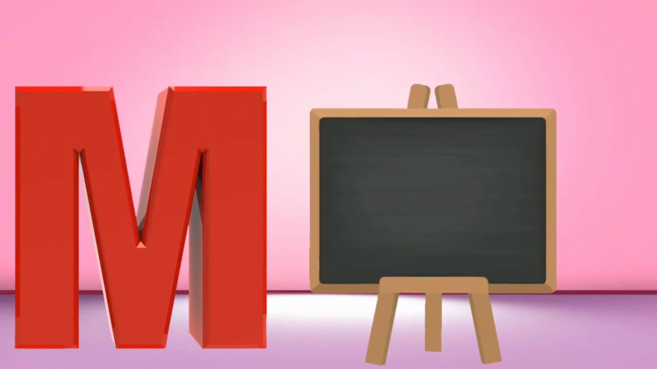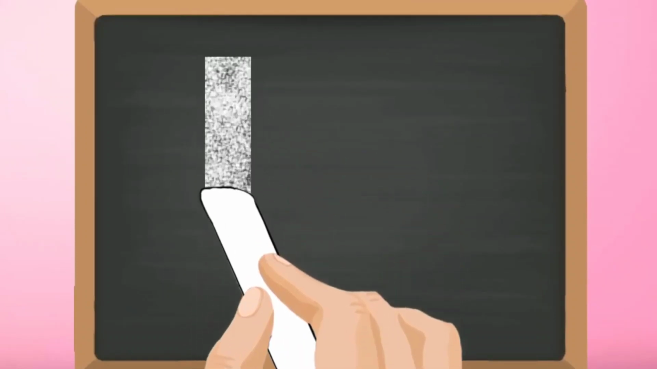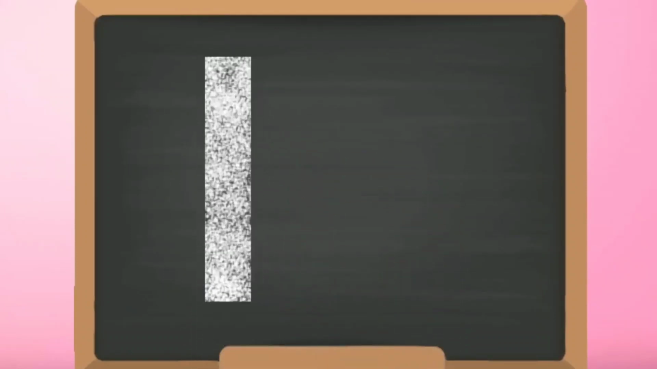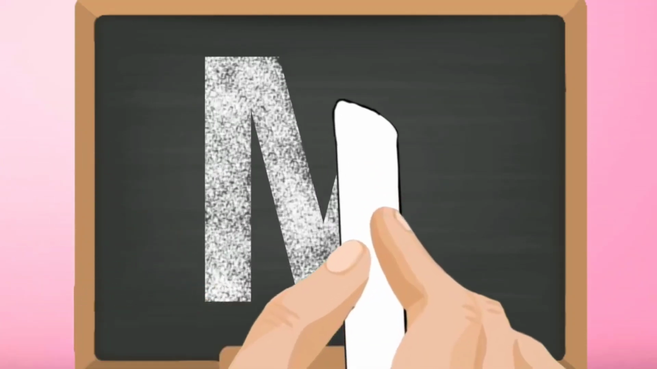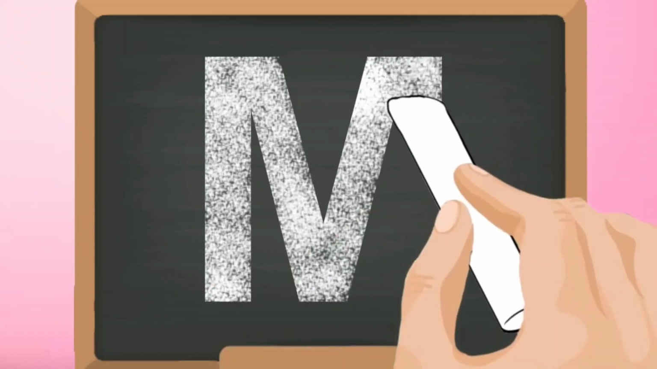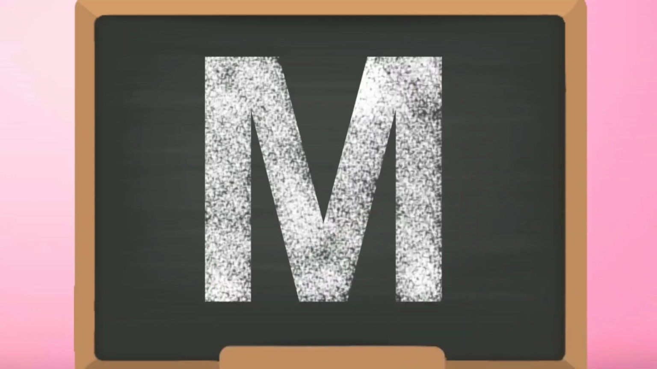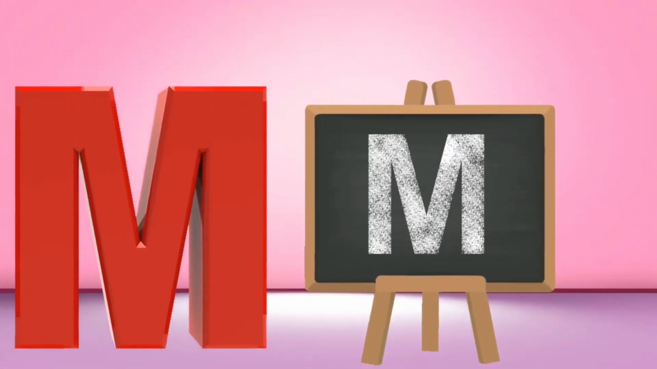M. Capital M. Start from the top and draw a standing line down. Go back to the top and draw a slanting line down to the right and another slanting line up to the top. Now draw a standing line to the bottom. Capital M.